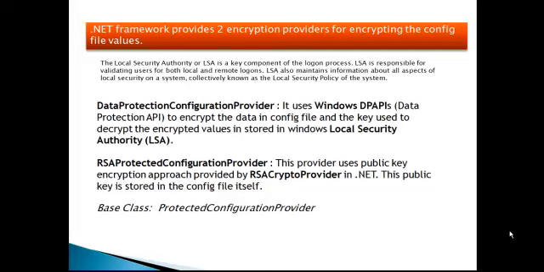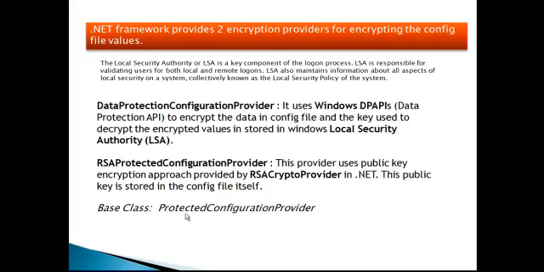So Microsoft provides two default providers that come with .NET. The first one is DPAPI. I would say this is the core API that Microsoft itself uses for managing the policies in the local system or in the remote login system. And the second one is the RSA Protected Configuration Provider, which basically uses an RSA crypto provider in .NET.